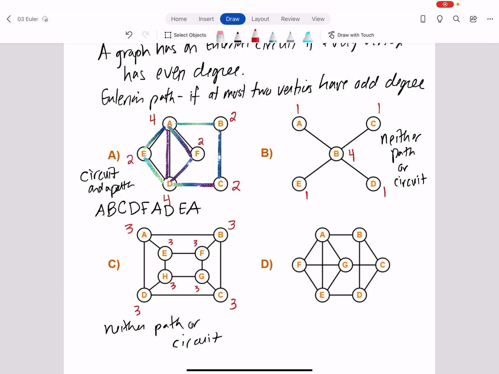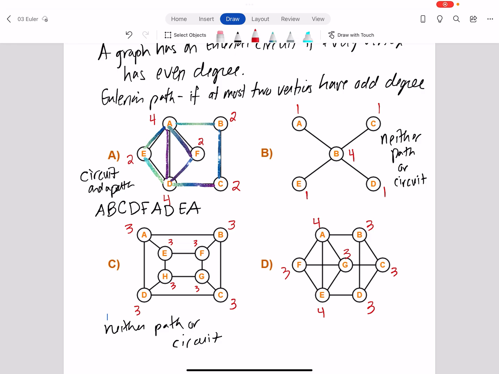And one more. This has degree 4, 3, 3, 3, 4, 3, 3. Okay, so what we could do with this one is we have two vertices that are sort of bad, right? There's too many vertices of odd degree.